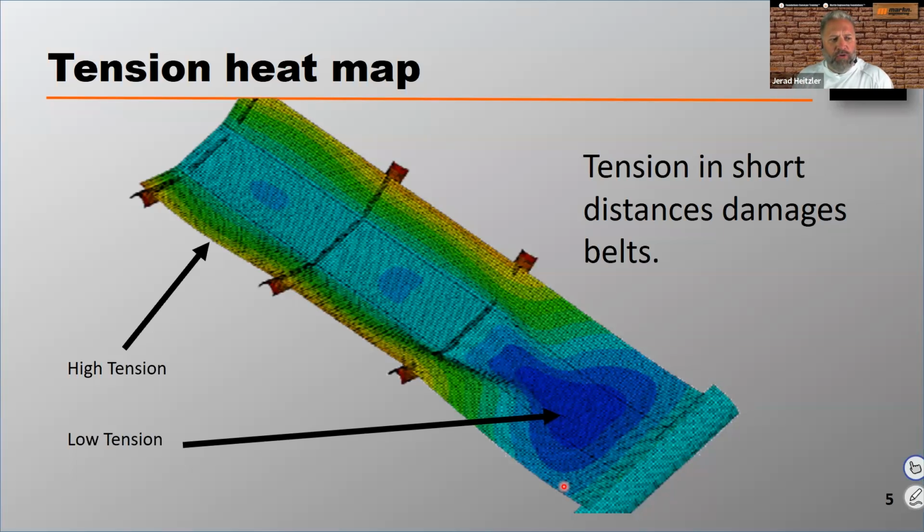What's happening when you tension, or when you trough that belt, as that belt's developing its trough, is that the outer edges of the belt are being stretched under greater forces than the center of the belt. And that's what creates this inconsistency in tension. And that's what can eventually damage the belt.